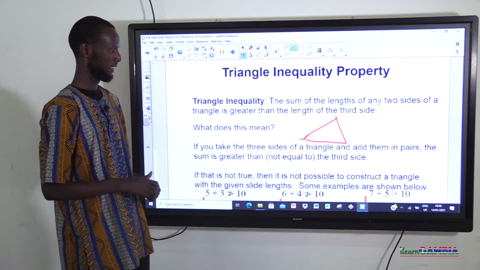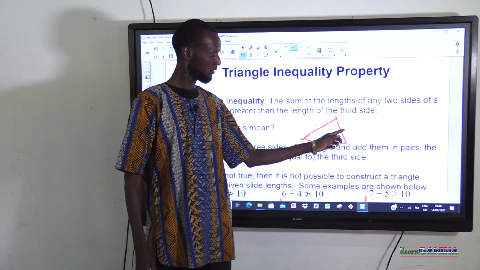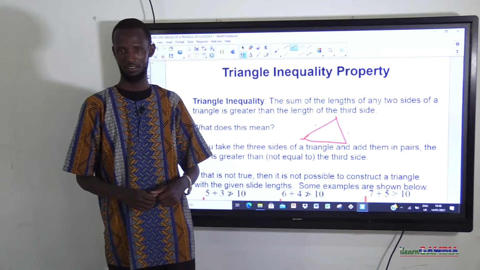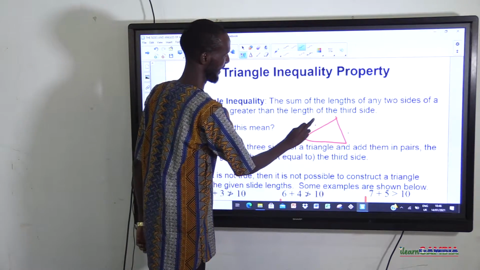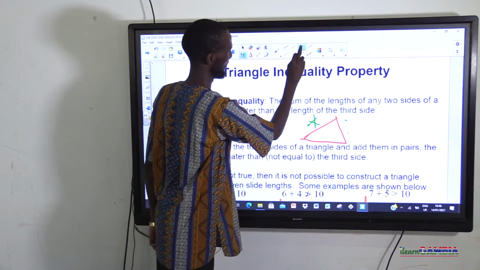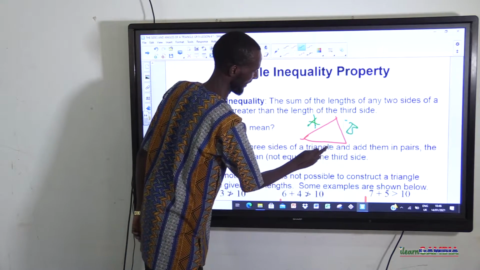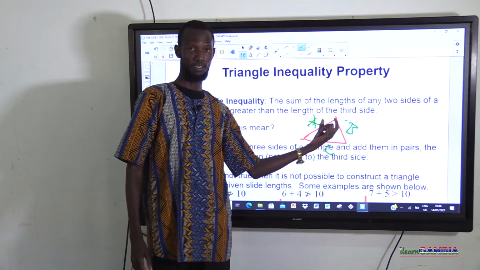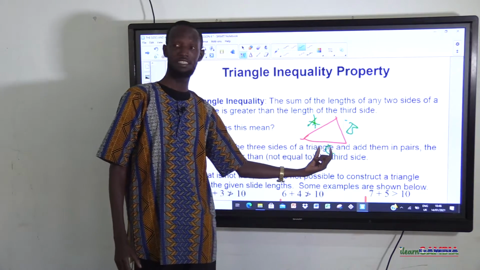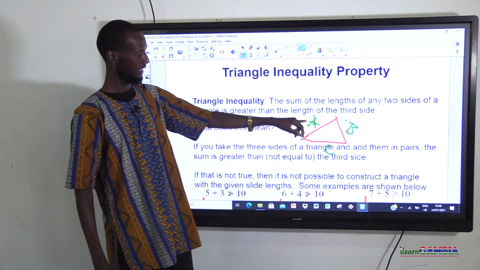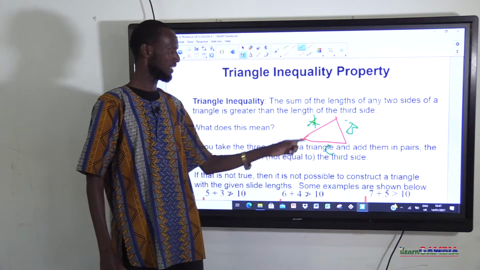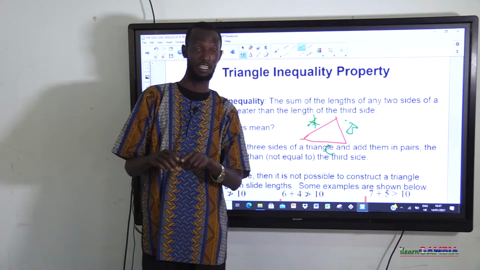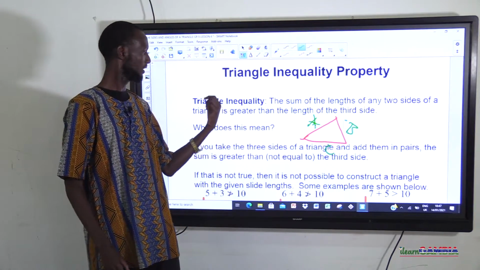So what this is saying is that if you add any two sides of that triangle, that sum has to be greater than the remaining side. If I call this side A, this side B, and this side C, if I add the length of side A and the length of side B, my sum should be greater than the length of side C. Likewise, if I add A and C, my sum should be greater than the length of B. And again, if I add B and C, my sum has to be greater than the length of A. That is what this is saying.